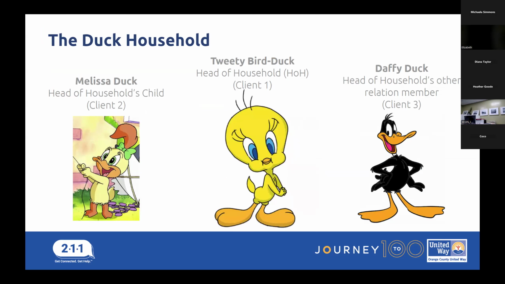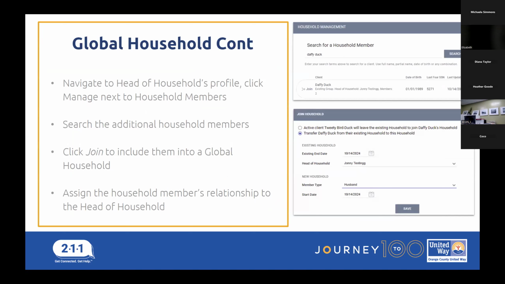We would like to add another member to the household, Daffy. Since we already went over how to create a new client profile and add a client to the household, please do the same for Client 3. So earlier, we mentioned a Join button appearing instead of an Add button. This means that the client is already a member of another household.